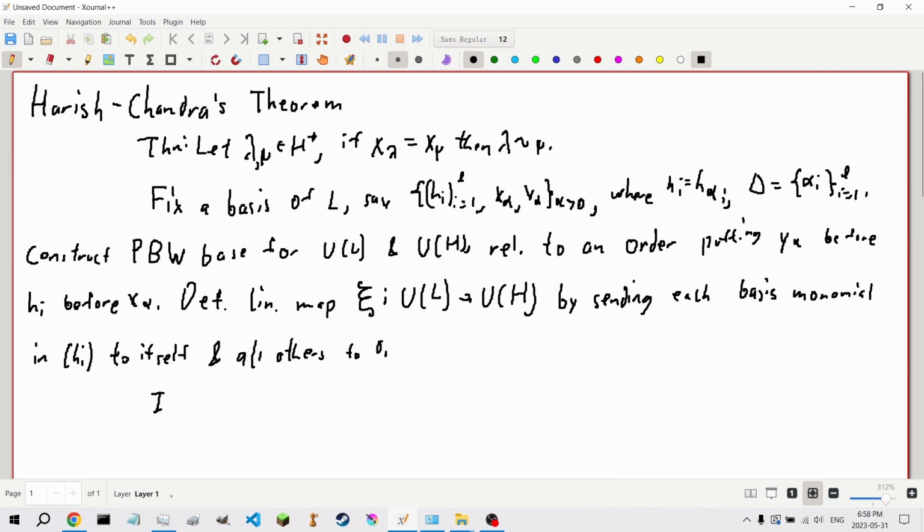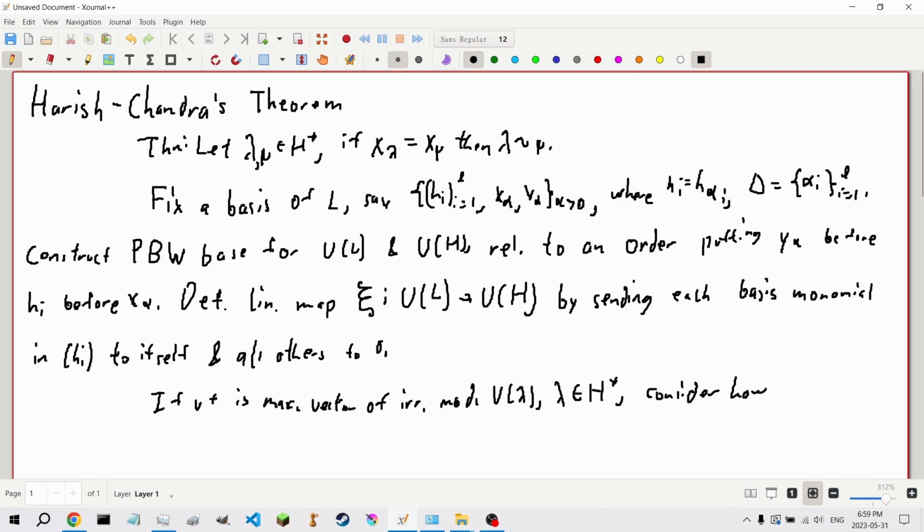Now, if v plus is a maximal vector of the irreducible module V lambda, which I'm going to write out explicitly, for lambda in h star, consider how an element z in our fancy thing from last time acts on v plus.